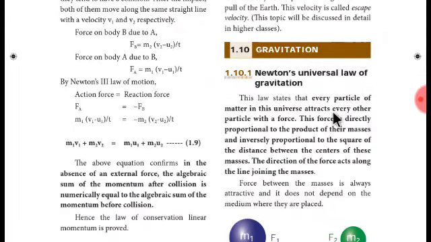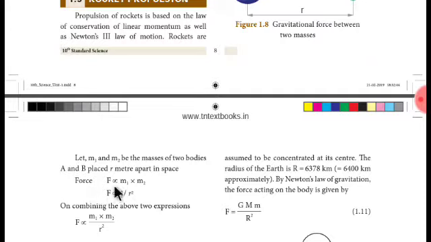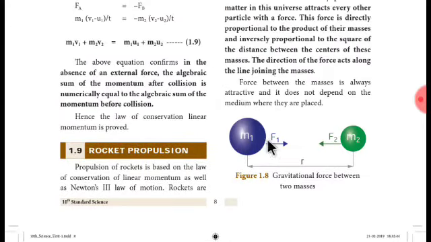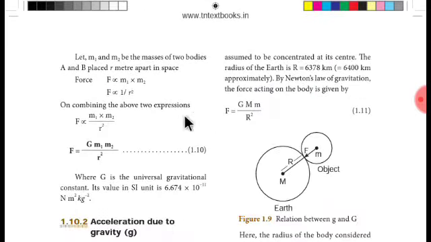See, every particle of matter in the universe attracts every other particle with a force. This is a normal statement, and after this, the main law comes in. This force is directly proportional to the product of their masses, and inversely proportional to the square of the distance between them. That's enough, the rest is unnecessary.